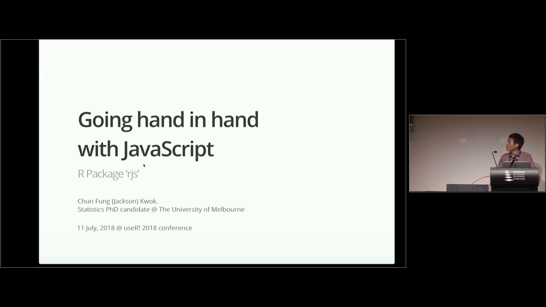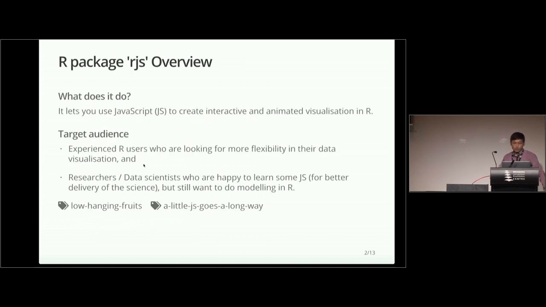So let's begin with the overview. What does the package do? It lets R speak to JavaScript so that you can create interactive and animated visualizations using JavaScript in R. It's designed for experienced R users who are looking for a bit more flexibility in their data visualizations, and researchers or data scientists who are happy to outsource the visualization to JavaScript, but still want to do the modeling in R, because that's where all the R packages live.